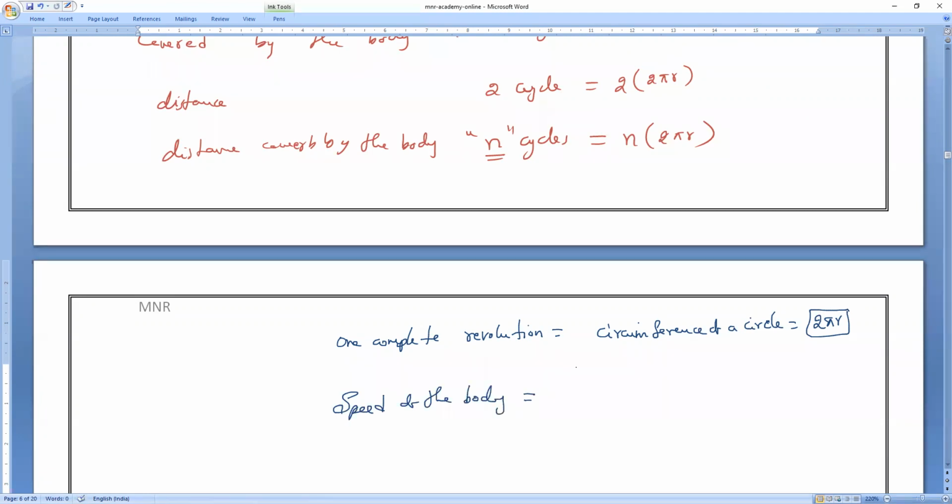Formula. Speed of the body means what? What is the speed of the body basically? Distance by time. Distance divided by time. If it is distance, what is the distance in a circular track? 2 pi r.